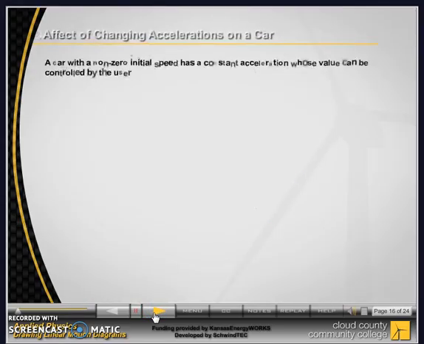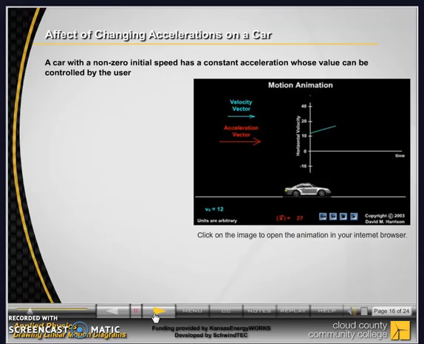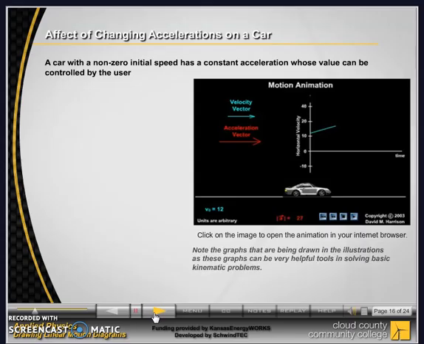A car with a non-zero initial speed has a constant acceleration whose value can be controlled by the user. Use this animation and study the effect of changing accelerations on a car. You should also note the graphs that are being drawn in the illustrations, as these graphs can be very helpful tools in solving basic kinematic problems.